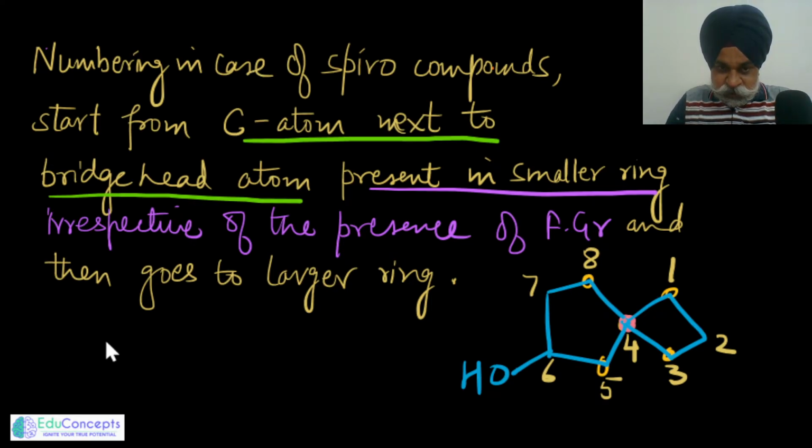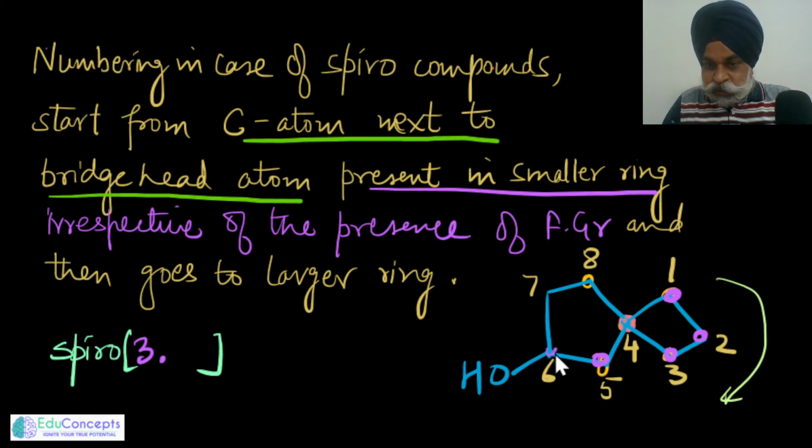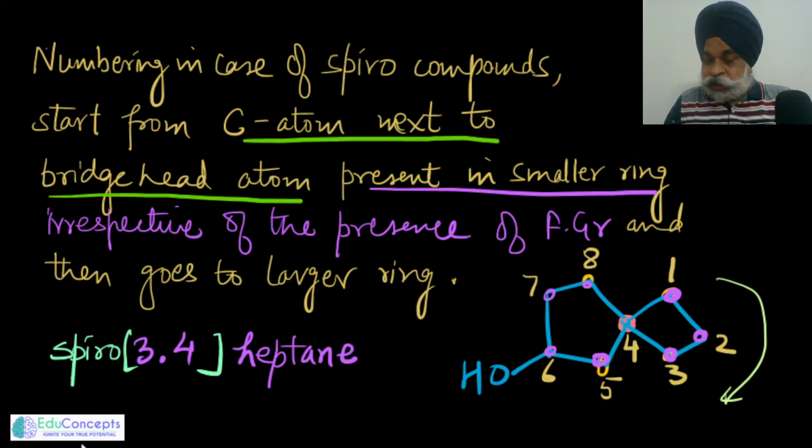So what would be its name? We shall be writing Spiro, then square brackets. In this square bracket, how many carbon atoms did I have? Moving from this side to this side, I have 1, 2, 3. There are 3 carbon atoms here. In this direction, 1, 2, 3, 4. So in total 7, and 1 is the bridgehead. So it is heptane.